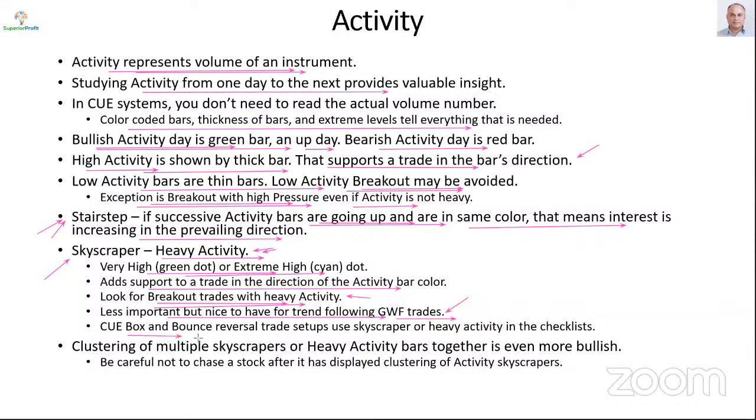Also, the sideways market box and exhaustion-based reversal trade setups use skyscraper, heavy activity, very or extreme high in the checklists. They are part of the checklist conditions. Breakout trade setup does not have a checklist, but I avoid taking breakouts without heavy activity. And box bound setups already have heavy activity as a part of their checklist.